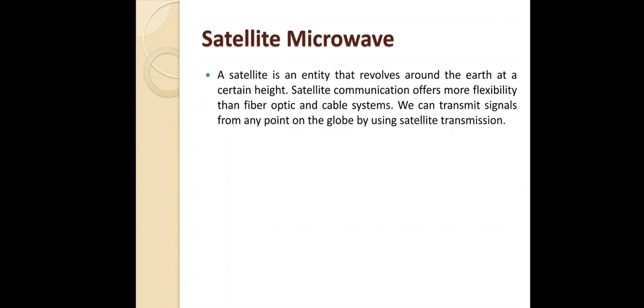Now, the third type is the satellite microwave. This is a type of microwave transmission. In satellite microwave transmission, a satellite is an entity that revolves around the Earth at a certain height. Satellite communication offers more flexibility than fiber optic and cable systems. We can transmit signals from any point on the globe by using satellite transmission.